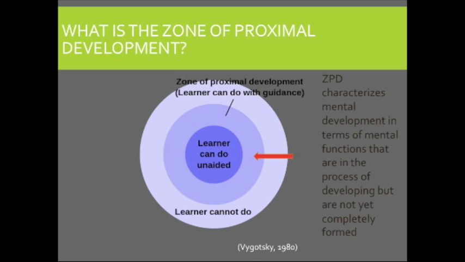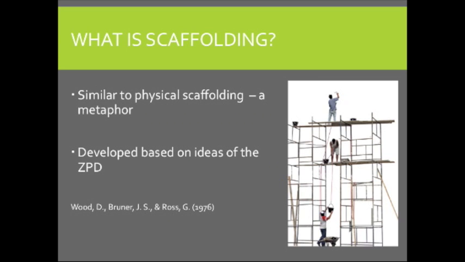So again, this ZPD, or zone of proximal development, characterizes mental development in terms of the mental functions that are in the process of developing through our interactions with others in our social environment, but these mental processes have not yet been completely formed. So what is scaffolding? Scaffolding is probably a term that many of you have heard used in relation to the zone of proximal development.